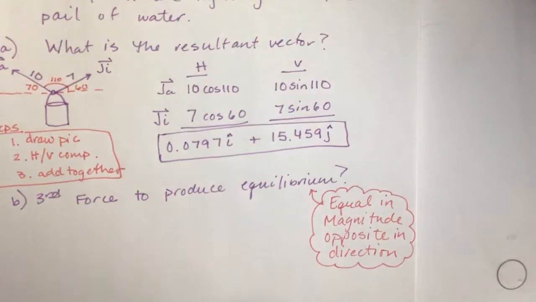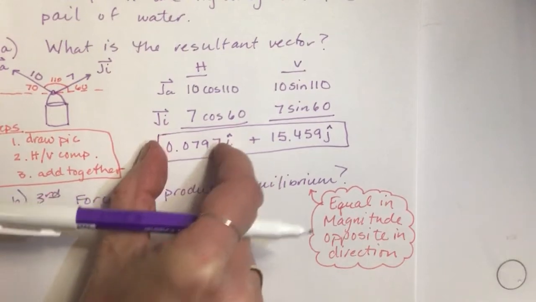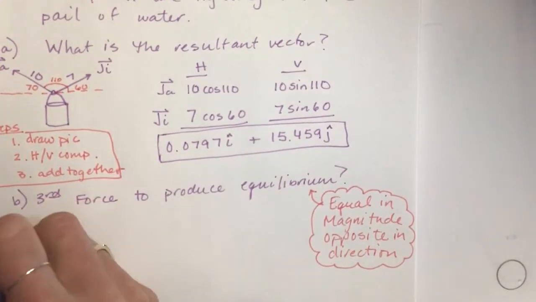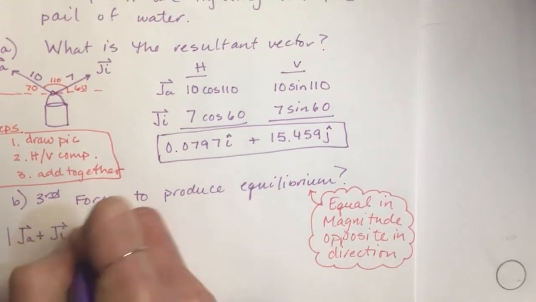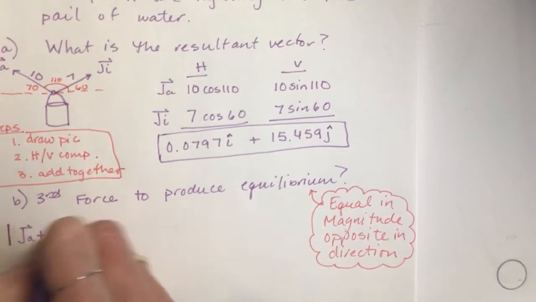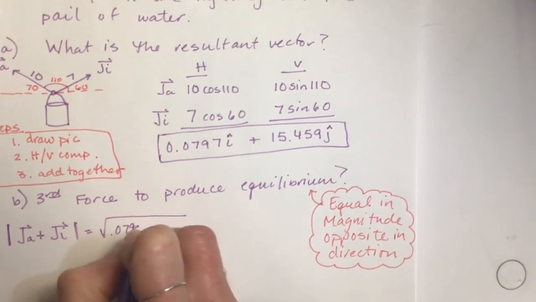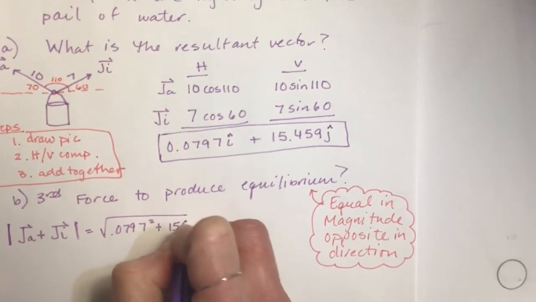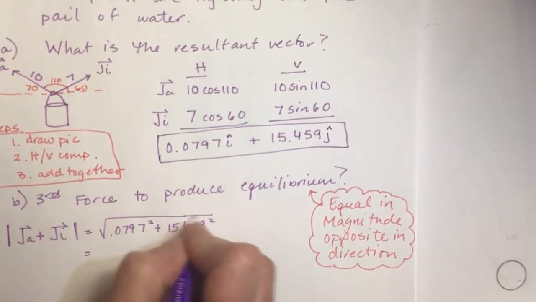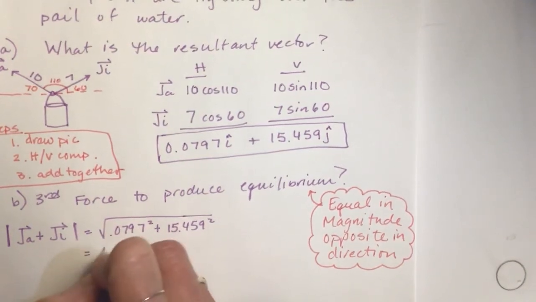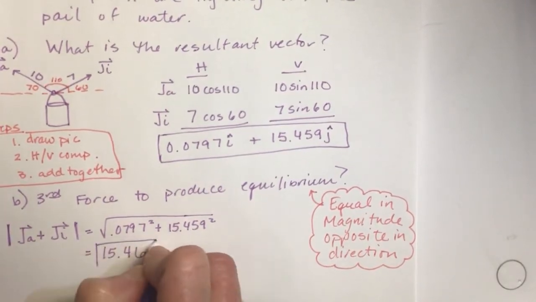Okay, awesome. So we need to find the magnitude. You guys remember how to do this. We're going to square this, add it together, and take the square root. So we're going to use the Pythagorean theorem to find that magnitude of the sum of Jack and Jill, which is equal to the square root of 0.0797 squared plus 15.459 squared. We plug that into our calculator and we get 15.46, which we knew, right? It was going to be very close to that.